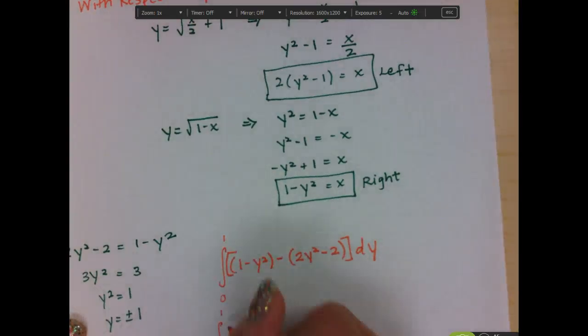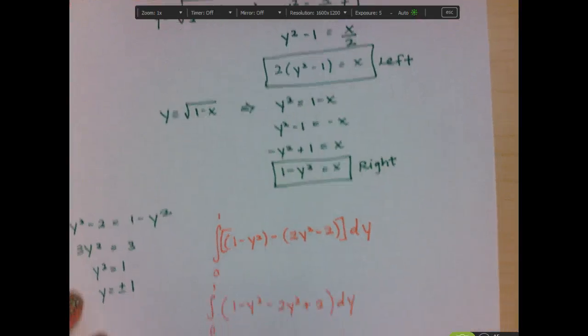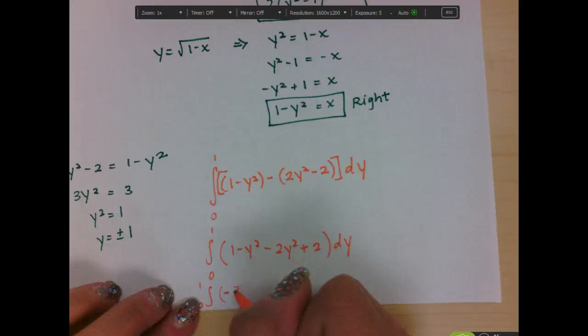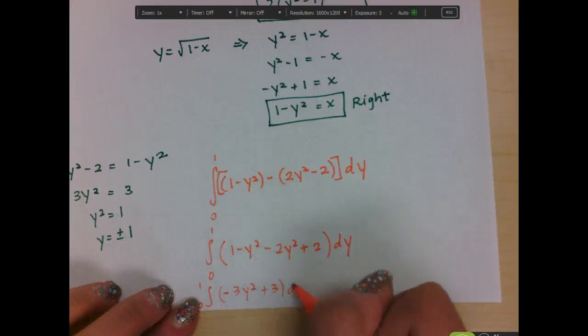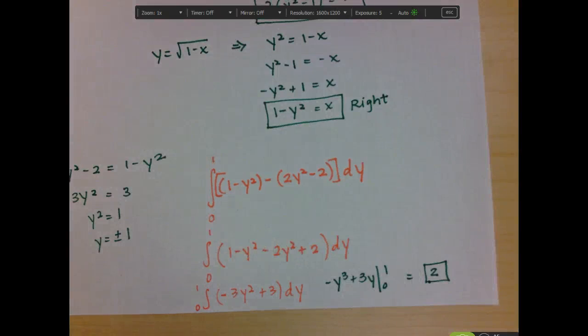So let's combine some like terms. I'm going to start off by distributing a negative. So I have 1 minus y squared minus 2y squared plus 2. And if we combine some like terms, we'll have negative 3y squared plus 3. Alright, so let's use our fundamental theorem of calculus. We'll find the antiderivative of this function, and we'll evaluate it on the interval from 0 to 1. So great time to pause and try some of this on your own, and then come back and check your work. We're back to check the answer.